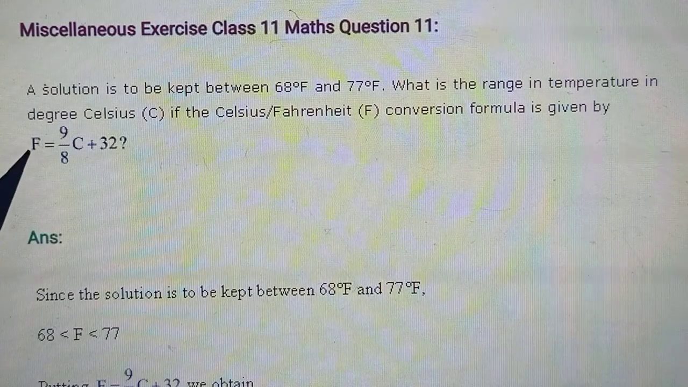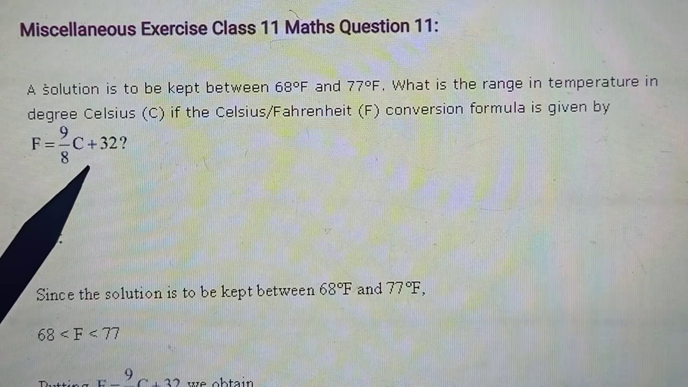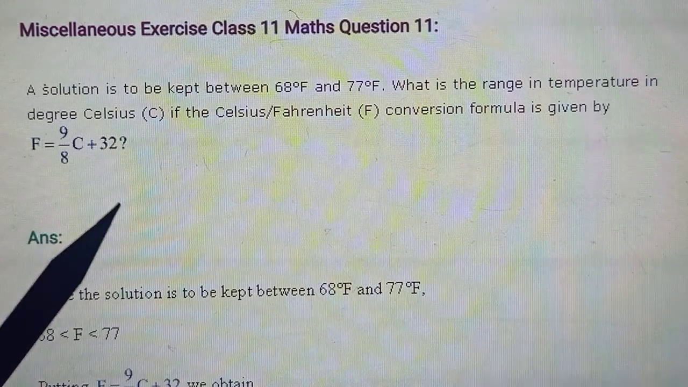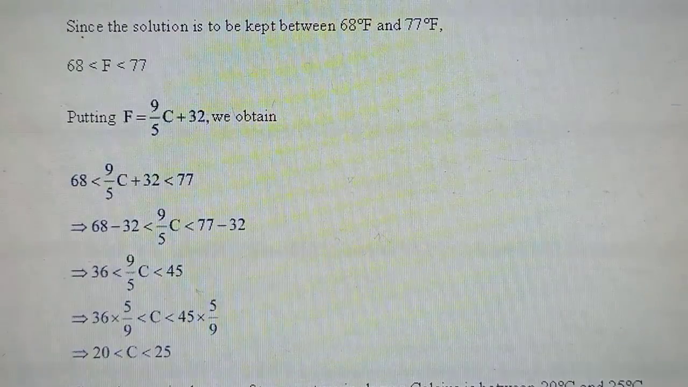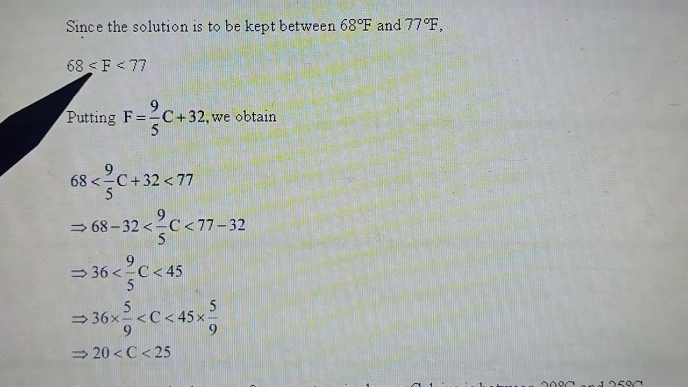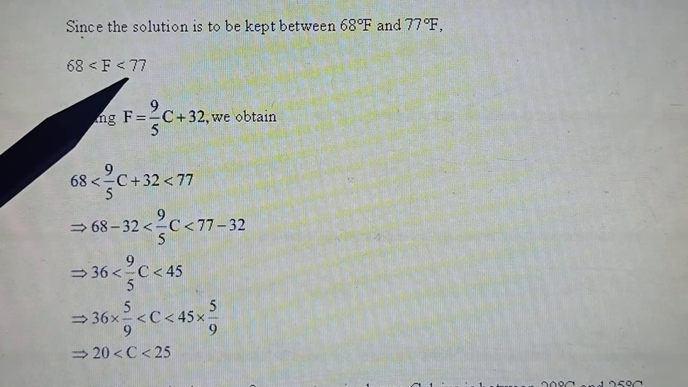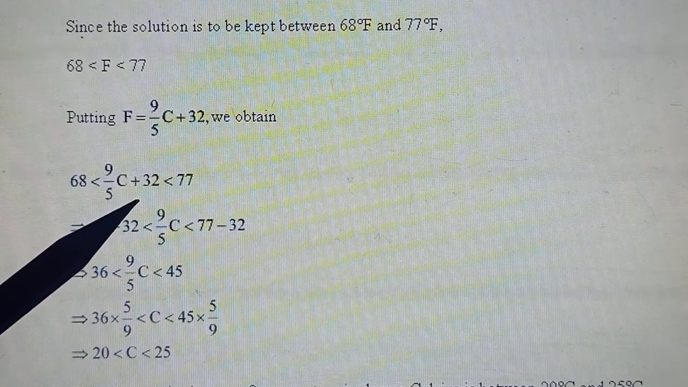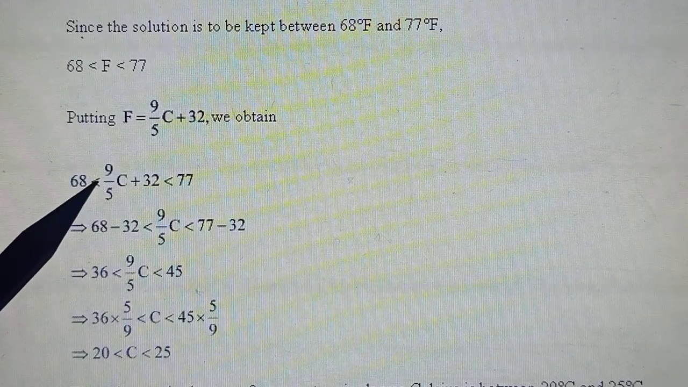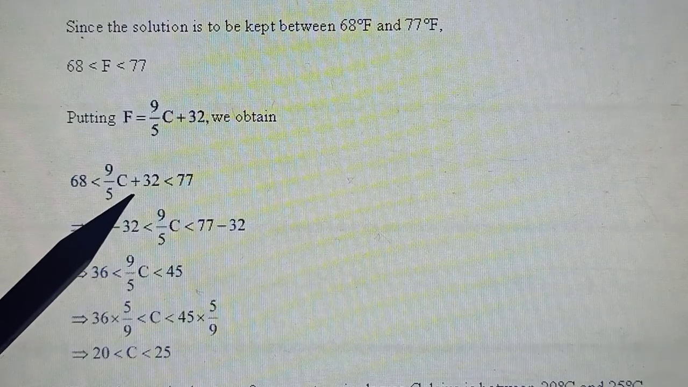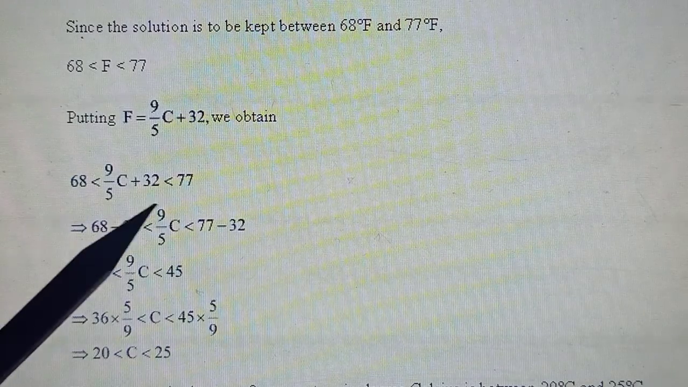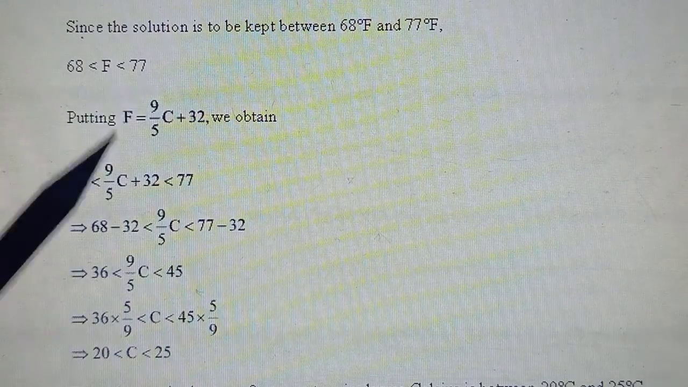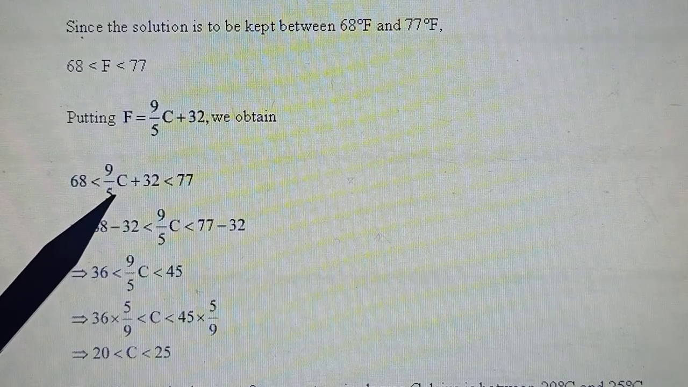So you have been given the range of F and you have been asked the range of C. Simple enough. As F was between 68 and 77, now you'll put the whole formula for F here. In place of F, we'll put its equivalent, which is 9 by 5 C plus 32, given between 68 and 77. Now you have to solve this inequality for C.